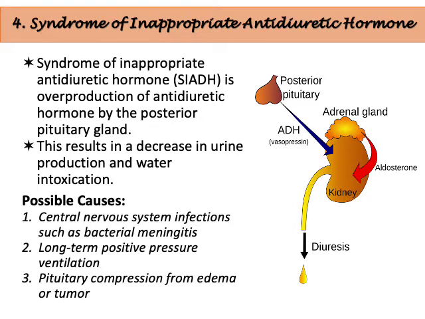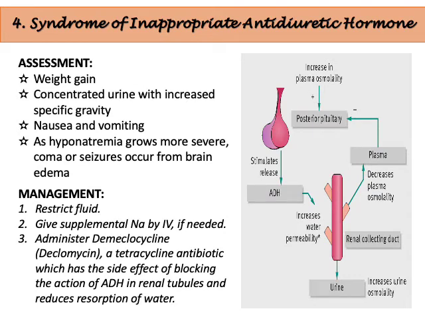Possible causes: CNS infections such as bacterial meningitis. It could be an effect of long-term positive pressure ventilation or mechanical ventilation. And third, it can also result from pituitary compression from edema or tumor in the brain. Because of excess ADH, there is weight gain, concentrated urine with increased specific gravity, nausea and vomiting, and as hyponatremia grows more severe, coma or seizures occur because of brain edema.